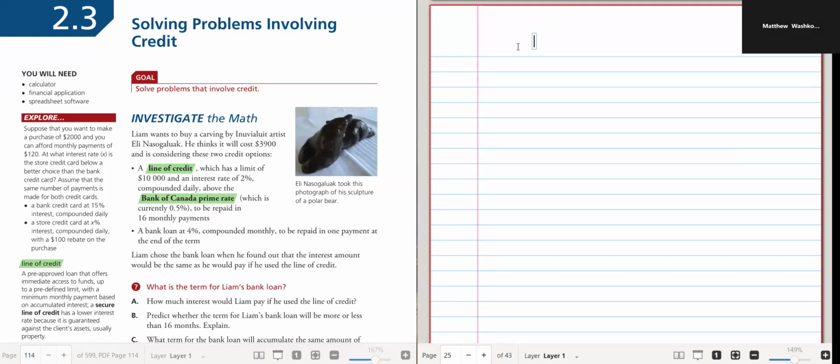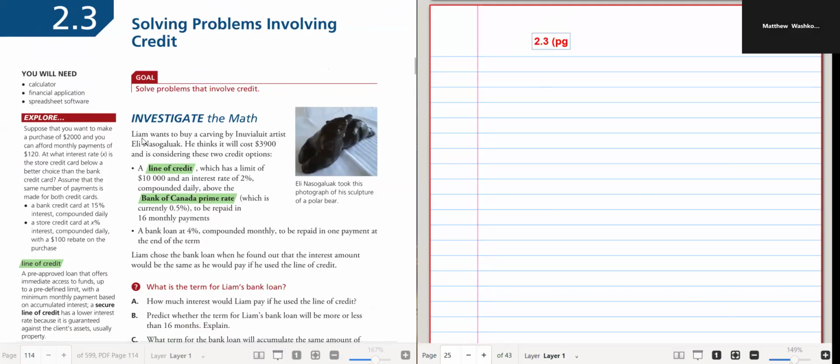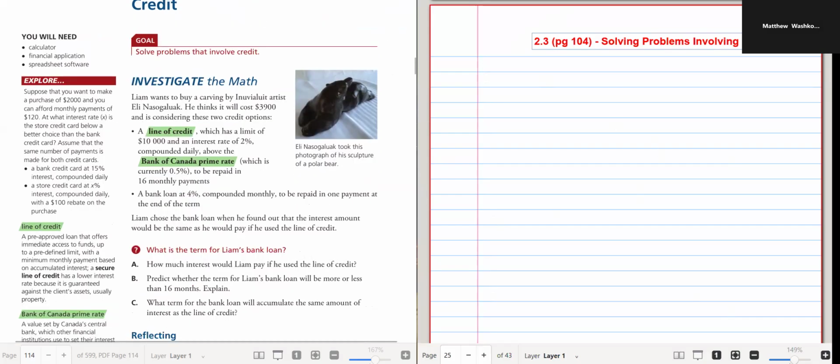We are on section 2.3, page 103, or 104, sorry. It is solving problems involving credit. So there is not much new here, but there are a couple of terminologies, so make sure you get these down.